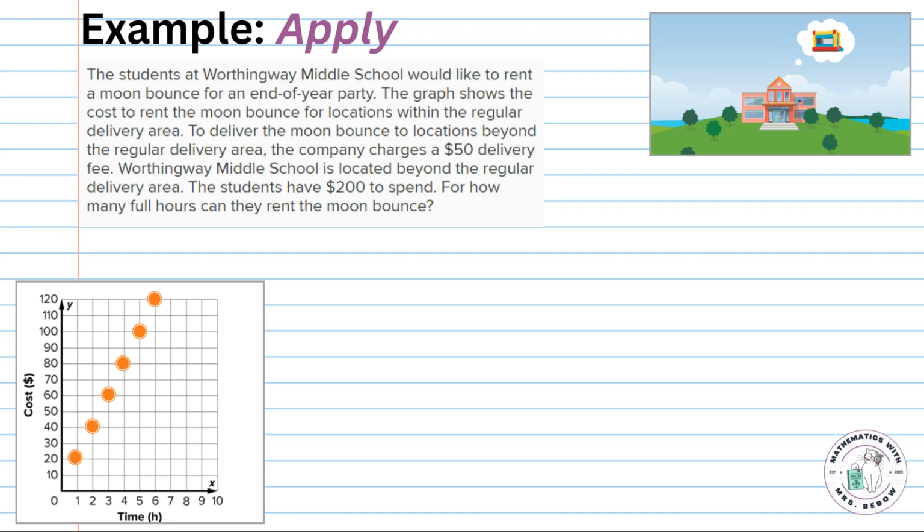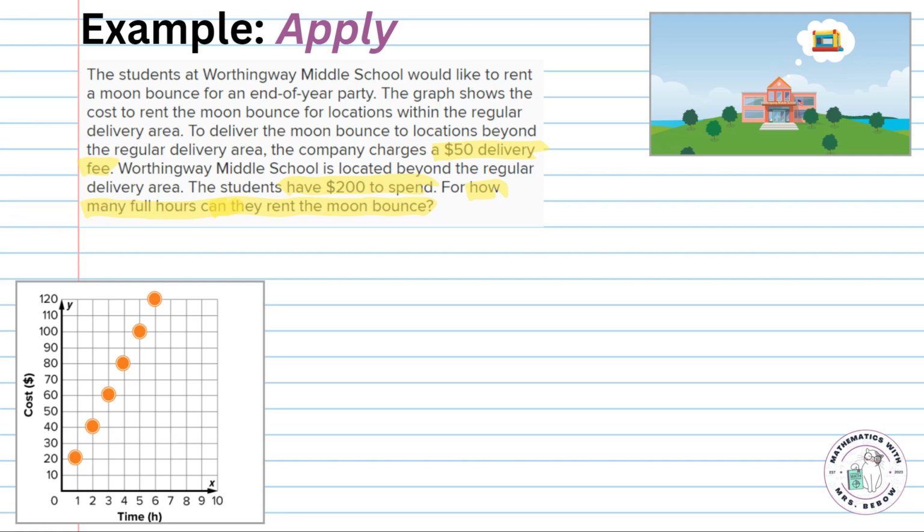We see that we have a $50 delivery fee. And since they said it's located beyond the regular delivery area, that means they are going to be charged that $50. So that is something we're going to need when we go to write out our equation that we're going to use to help us figure out how many full hours they can rent that moon bounce for, knowing they have $200 to spend.